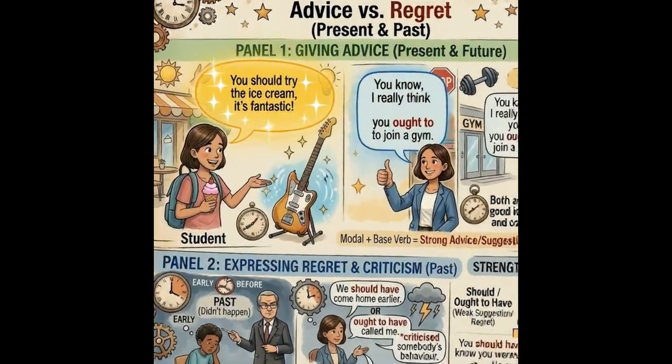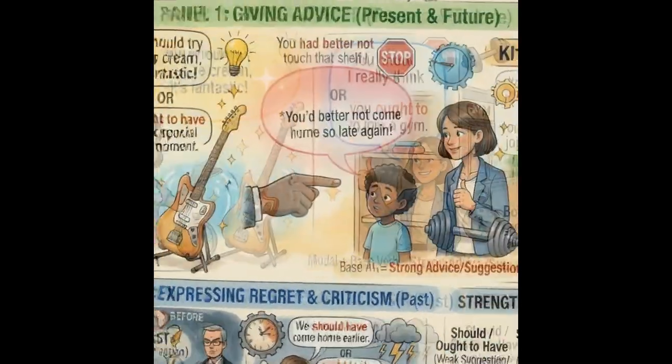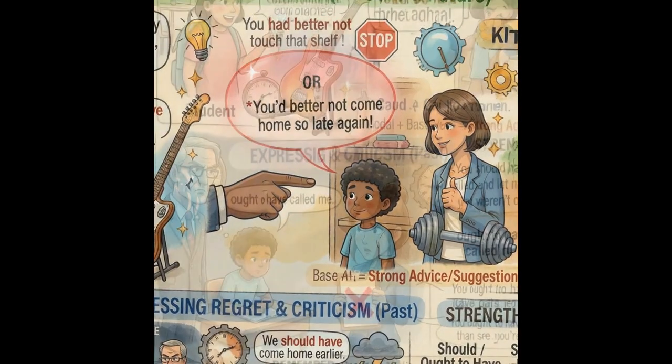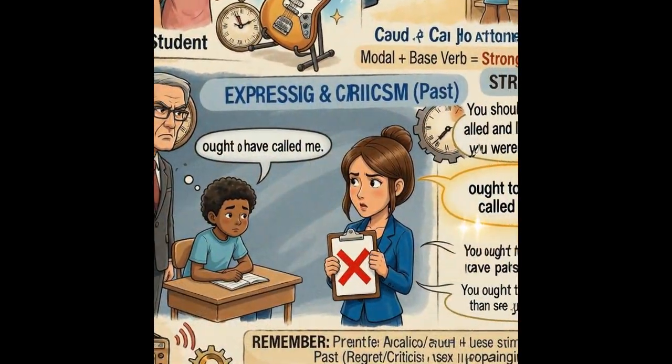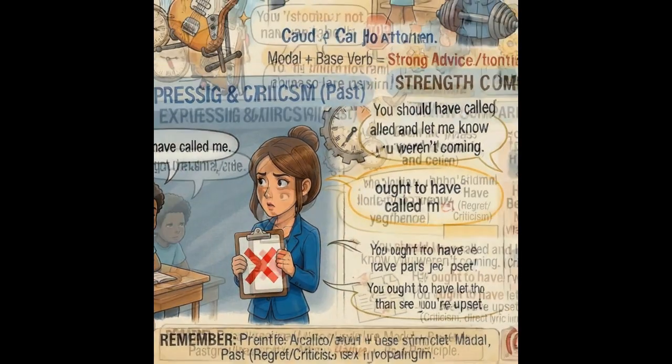Modal verbs can be used to give advice about the present or future. For example, you should try the ice cream, or you ought to join a gym. For the past, we use modal verbs to express regret or criticism.